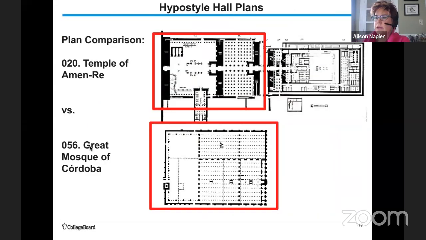If we take a look at the plan and kind of compare it to another hypostyle hall that we deal with in Unit 2, the Temple of Amun-Re in Karnak, you may notice that they have some similarities but some differences. So let's take about 30 seconds and take a look at the areas just in the red boxes, and then we'll kind of talk about what maybe they have in common and how they differ.